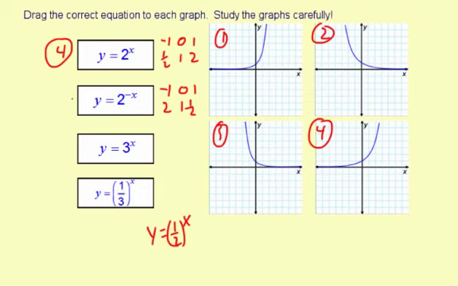But anyway, this one looks like graph number 2.